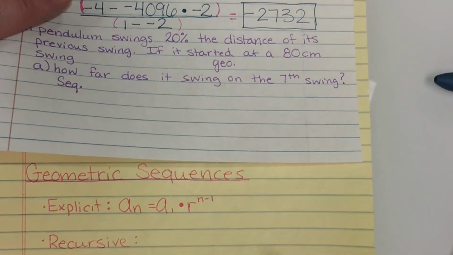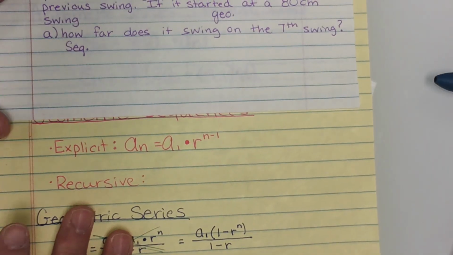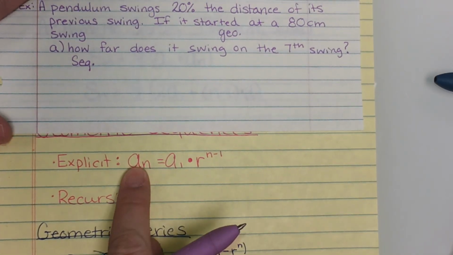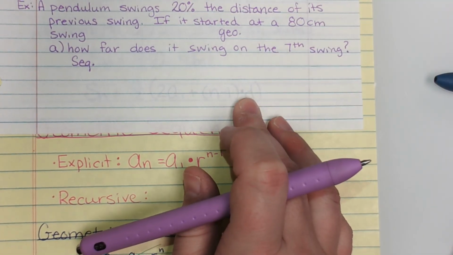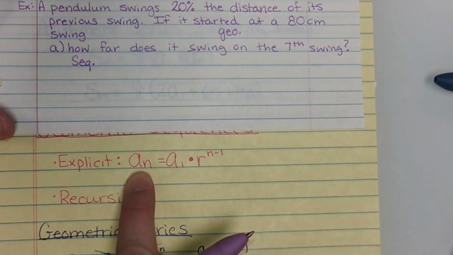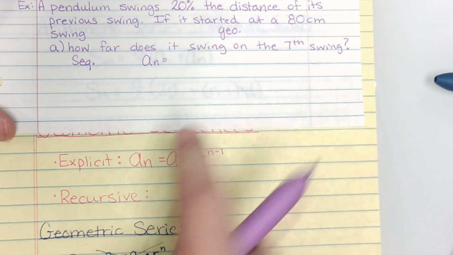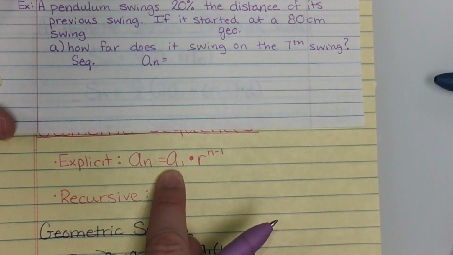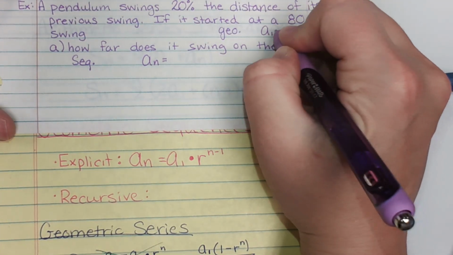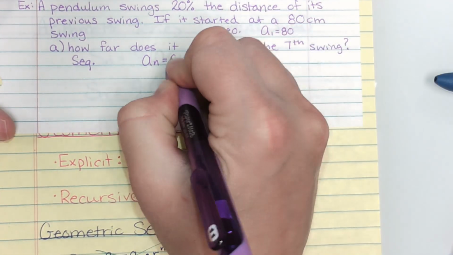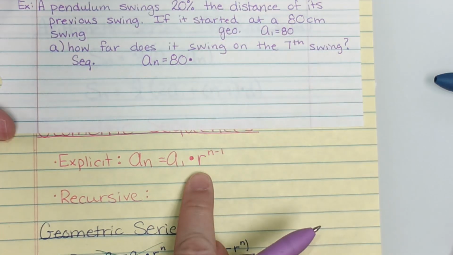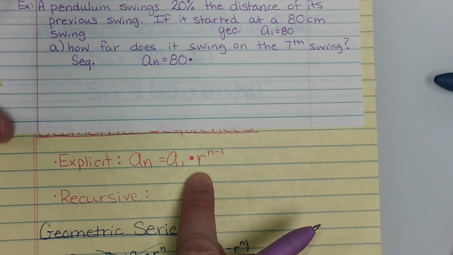For geometric sequences, we have this formula. A sub n. Do we know it, or is that what we're looking for? We're looking for a sub n. A sub 1, do we know that? 80 tells us that at the beginning. Times R, do we know that? What are you multiplying by to get 20% of something?